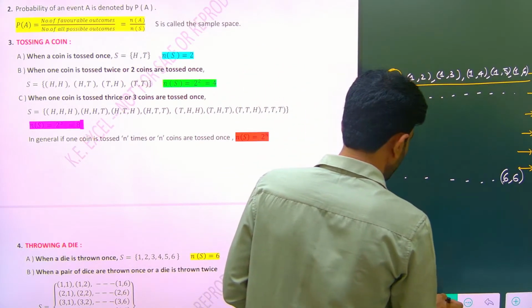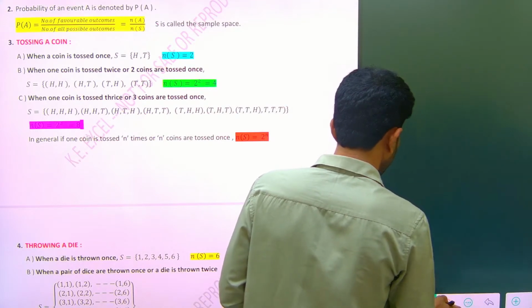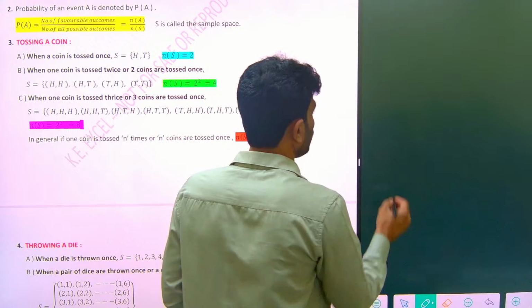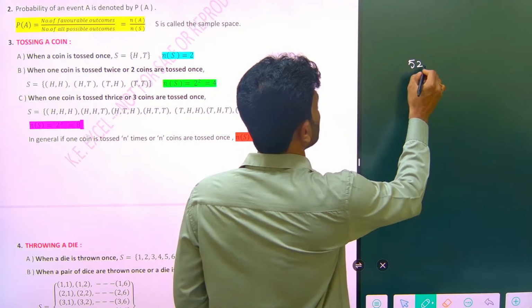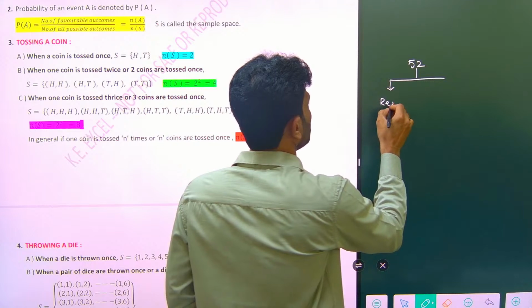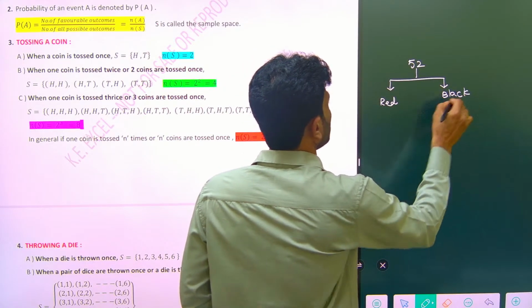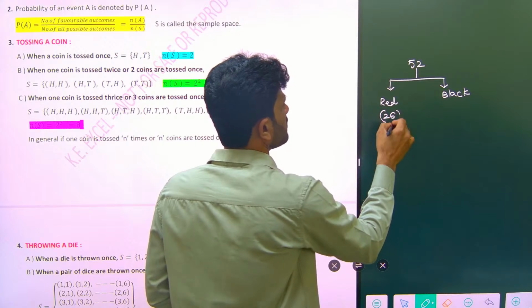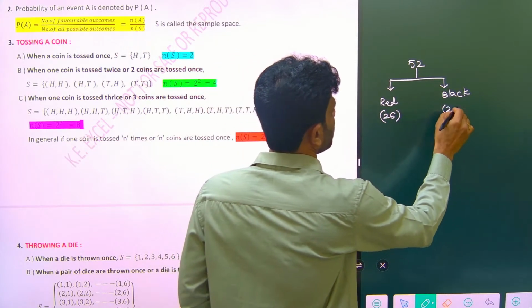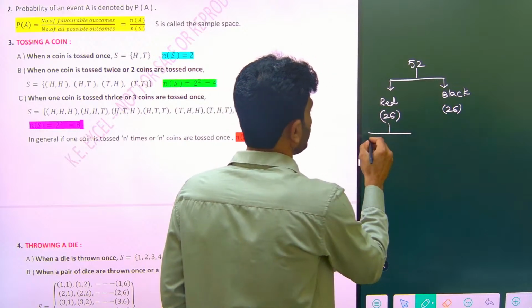Then we have cards. Total how many cards are there? 52 cards are there. 52 cards are how many colors? 2 colors. One is red, another is black. In red how many? 26. In black how many are there? 26. Again, red color is divided into 2 types.